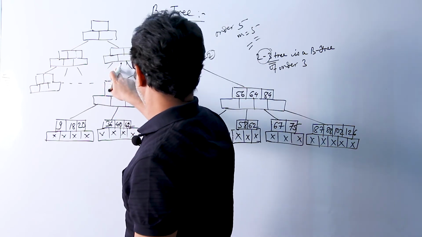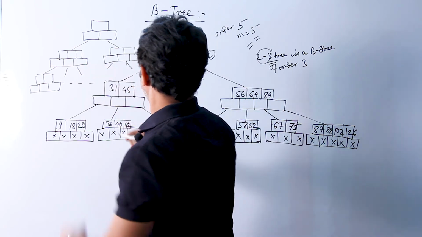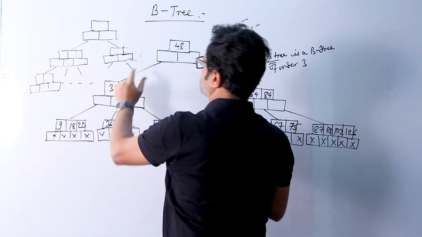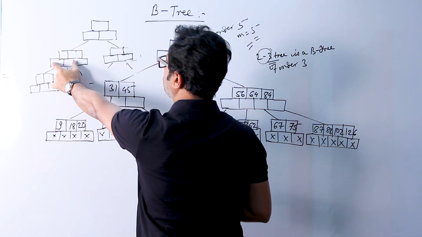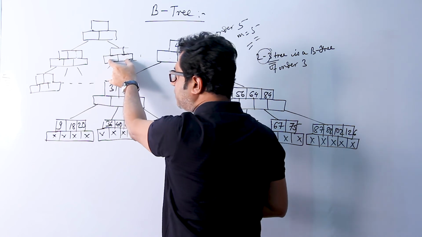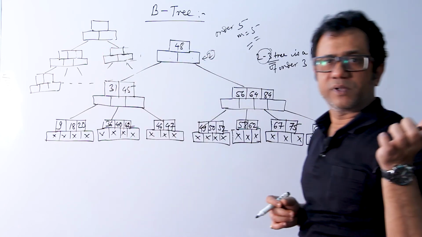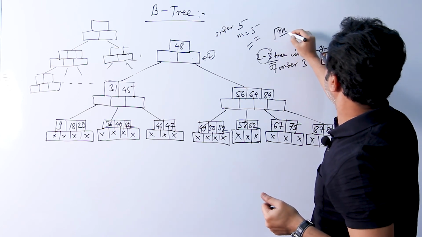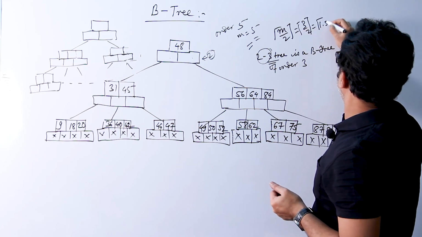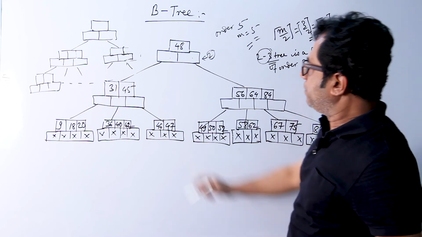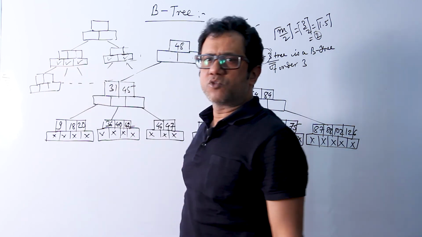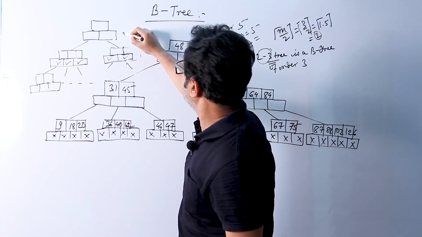Suppose in this case we delete this portion to make you understand. This portion has 2 key values and 3 child nodes, and this internal node has 1 key value and 2 child nodes. The minimum that can be achieved is, as we have described, the ceiling of m by 2. That is, ceiling of 3 by 2 is ceiling of 1.5, which is 2. So there should be a minimum of 2 child nodes, and a maximum of m child nodes, that is 3 in the case of a B tree of order 3.